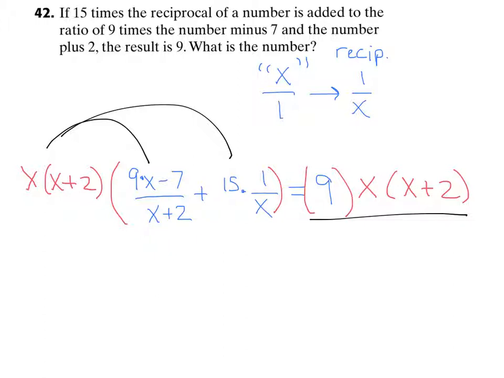So what do we get? We lose the denominator, and we've got x times 9x, which is going to be 9x squared minus 7x, plus, then this x right here will cancel out with this x right there, and we're just left with this part to multiply by the 15 times 1. So it's going to be 15x plus 30.